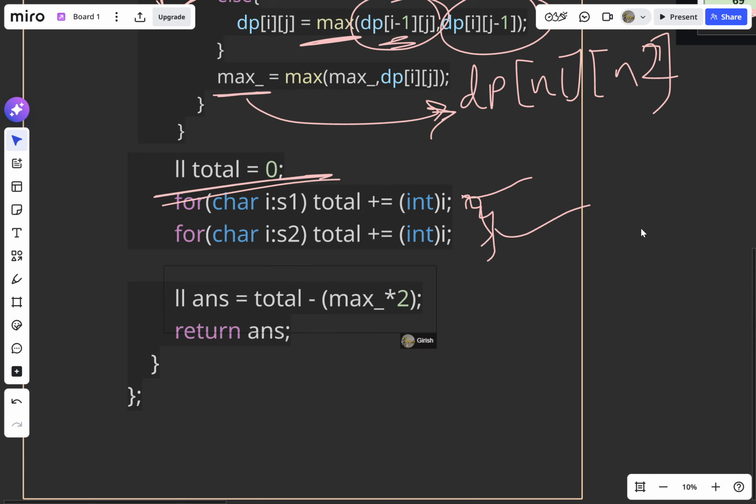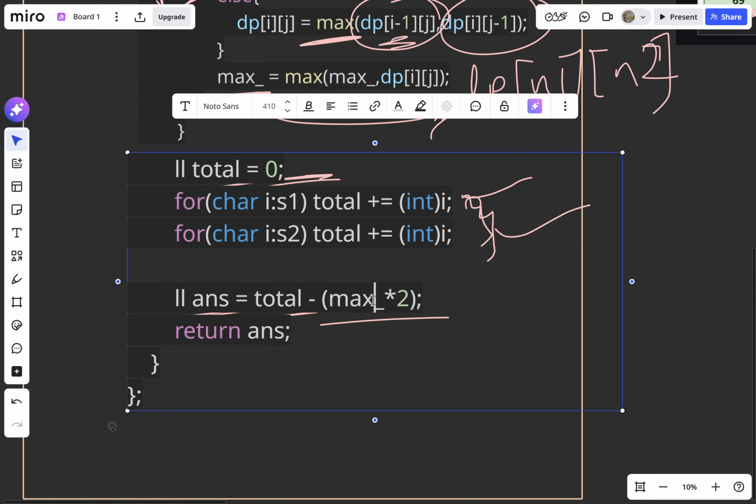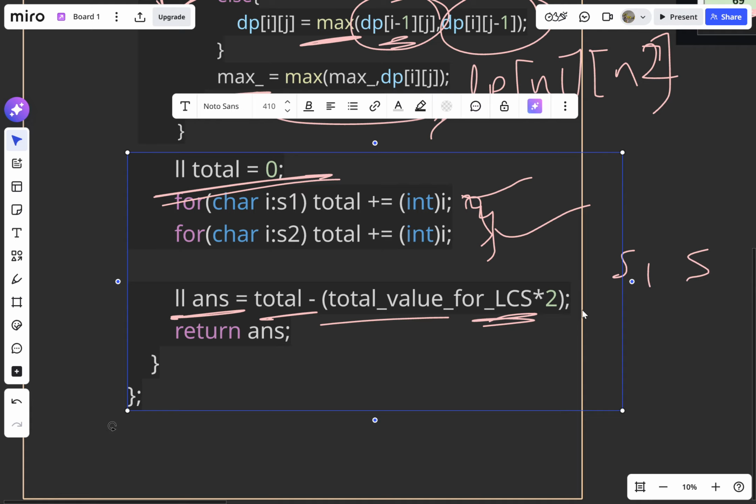Okay, then after this we will be calculating our answer as total minus max underscore into 2. Why this max? What is the max indicating? The max is indicating the total value for the longest common subsequence, LCS. After this we are multiplying it with 2 because the longest common subsequence will be similar for both S1 as well as S2, so that's why we are multiplying it with 2.